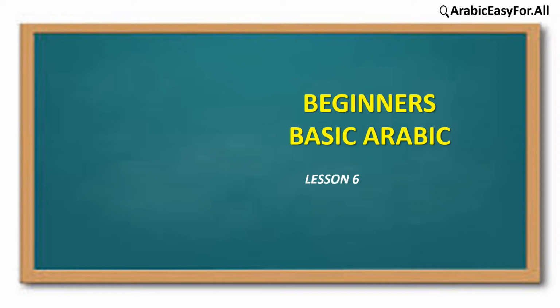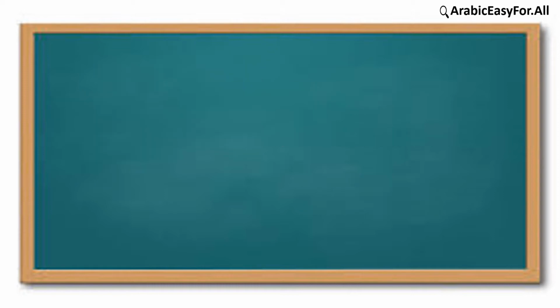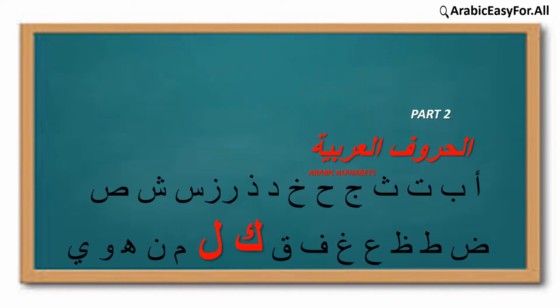Lesson 6, Part 2. The alphabets, shapes, modifications of kaf and lam, new fashion. Part 2 of the Arabic alphabets course will deal with the characters kaf and lam in a very easy manner. In a way, students will focus further deep on how to write them in their initial, medial, and final word position.